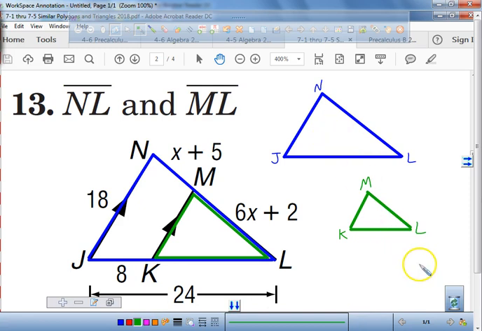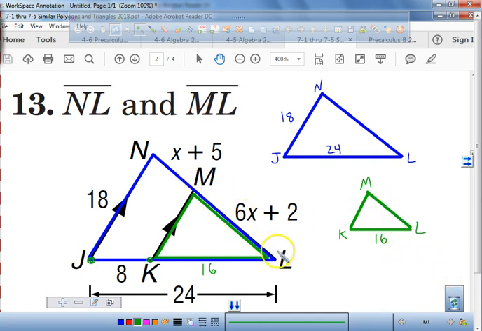Now that we have these drawn, we're going to start labeling things. We're going to first label the distance from J all the way to L, and I'm going to make that distance 24. We're going to label the distance from J to N, which is 18. Now this is where it's going to get a little tricky. If this is 8, from right here to right here, then what does K to L have to be? 16. That's right, because 8 plus 16 is 24. So right here, put a 16.